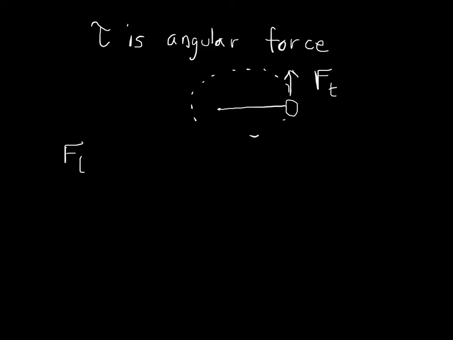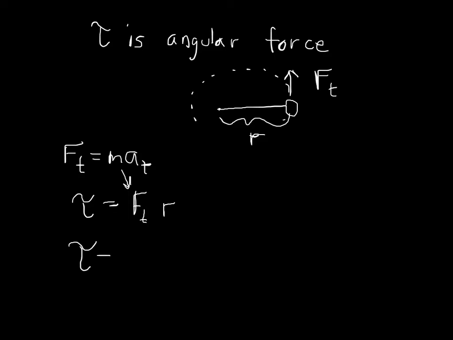And the tangent force that I get is equal to the mass times the tangent acceleration. So the torque that this ball feels is equal to the tangent force times r. Torque is equal to r times F. So it depends on the force that I'm applying and the distance I am from the center of my circle. Now I can just plug in Ft equals m at. So I can get my tau is equal to m times at times r.